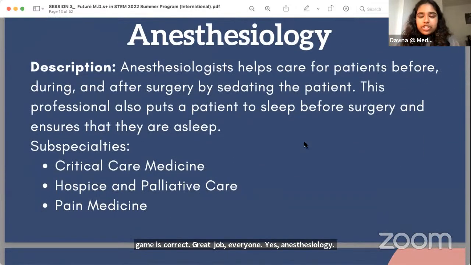Anesthesiologists help care for patients before, during, and after surgery by sedating them. They put them to sleep before surgery and ensure that they stay asleep. I know that sometimes there's a stigma around anesthesiology and that it might not be as hard as other medical professions, but please keep in mind that anesthesiologists are responsible for tons of different patients in tons of different surgical procedures.